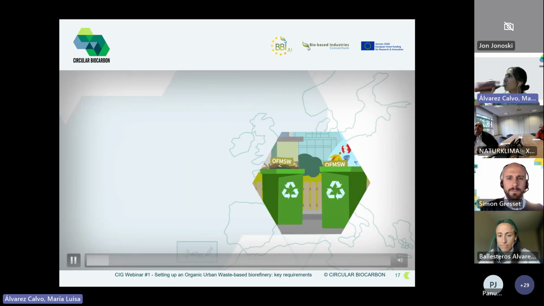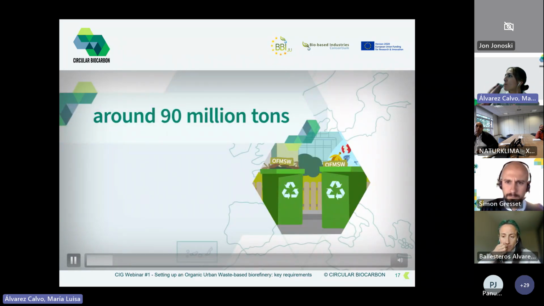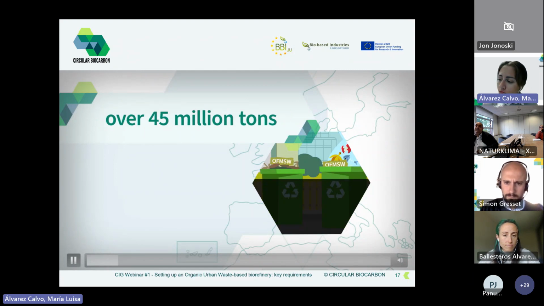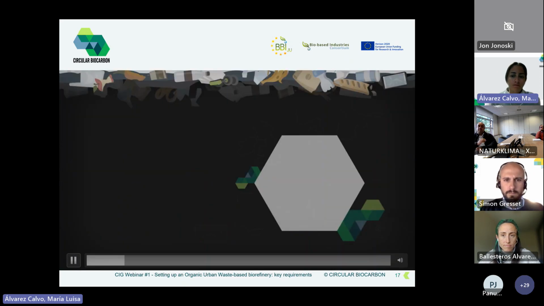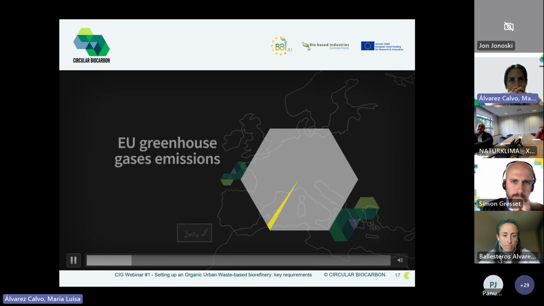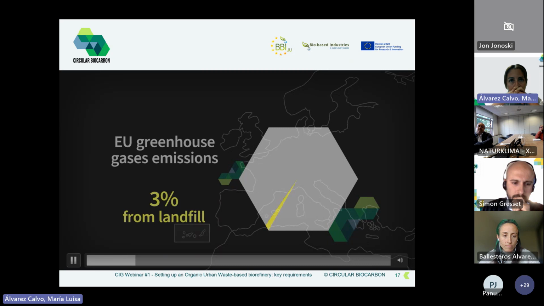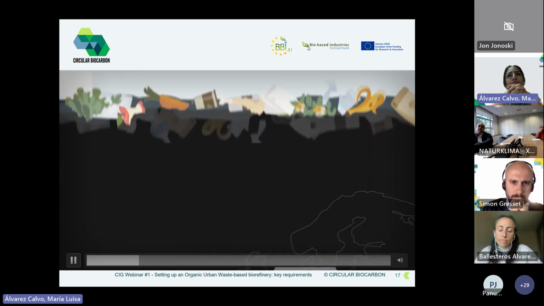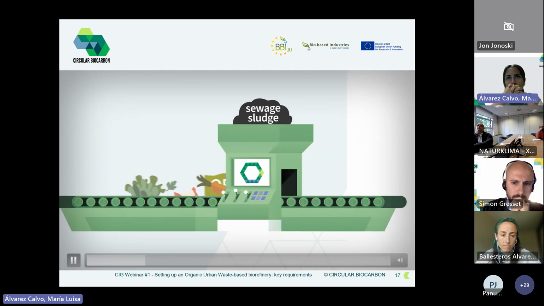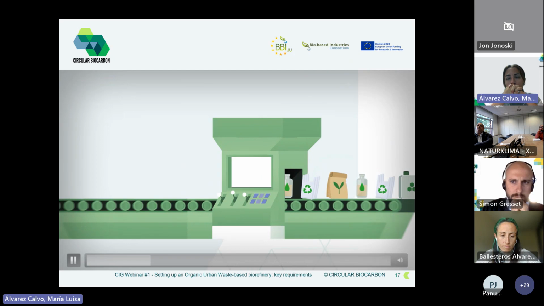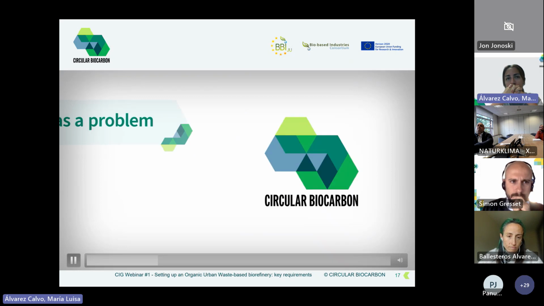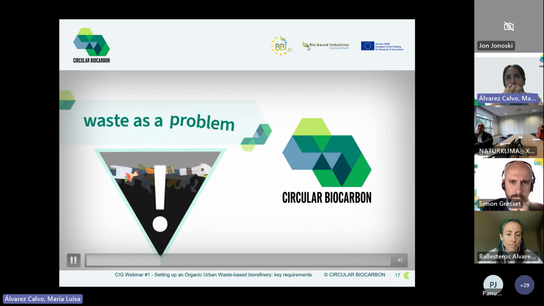In Europe, cities generate around 90 million tons of bio-waste every year. More than half of that still ends up in mixed waste that is landfilled or incinerated. In the European Union alone, greenhouse gas emissions from landfill sites are responsible for around 3% of total emissions. Now imagine if the organic waste generated in a city could actually be turned into new resources and end products. That's what the Circular Biocarbon Project aims to do, by changing the perception of waste as a problem to waste as a resource.